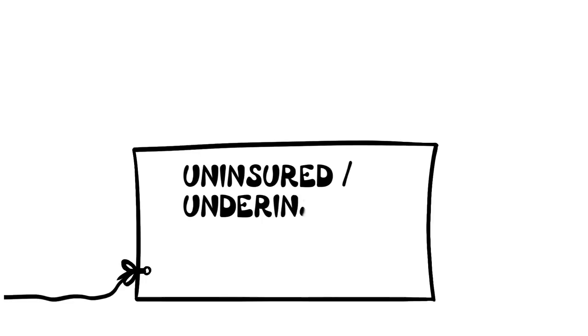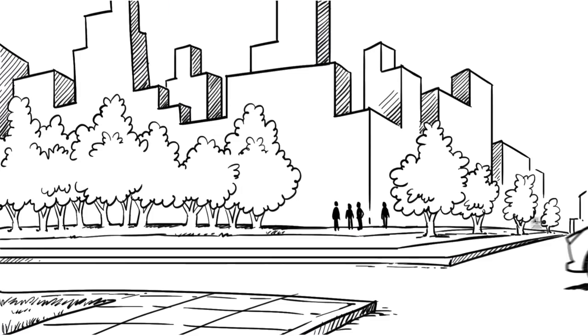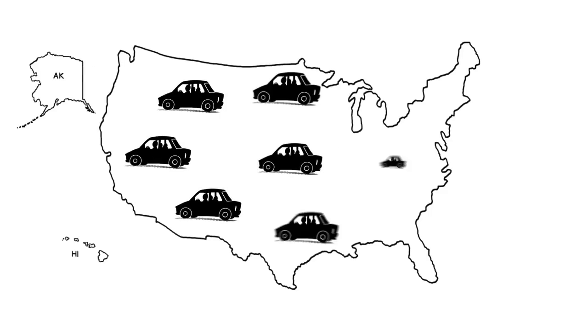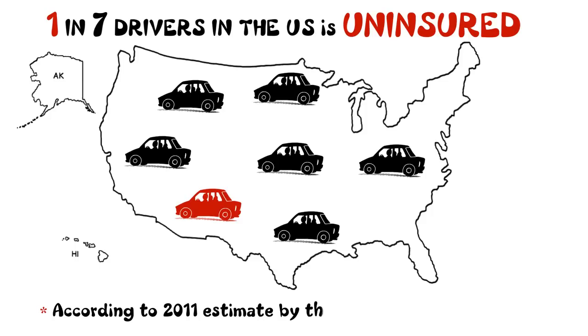What is uninsured and underinsured motorist coverage? An uninsured motorist is someone without auto insurance. Chances are about 1 in 7 drivers in the U.S. is uninsured, according to a 2011 estimate by the Insurance Research Council.